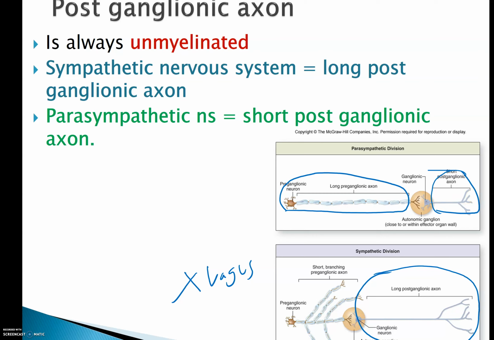Whereas you have the sympathetic division, which leaves T1 to L2, and you actually have some fiber, and it goes to the spinal cord. So that's going to be a short distance. Now you have some fibers leaving the ganglia going all the way up to your eye. That's going to be about a foot. So it's going to be a long postganglionic axon.